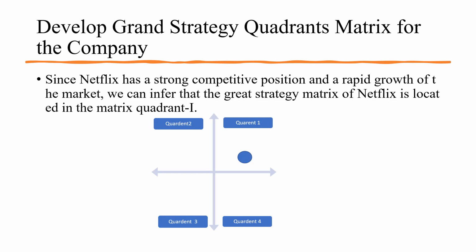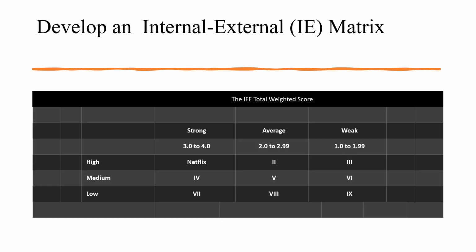After that we have the grand strategy quadrants matrix for the company. So we have placed the company in the first quadrant because Netflix has a strong competitive position and a rapid growth of the market. We can infer that the grand strategy matrix of Netflix is located in quadrant 1. After that we have the internal external matrix. So we have basically placed the company in a strong and high column because the weighted score of the company is between 3 to 4.